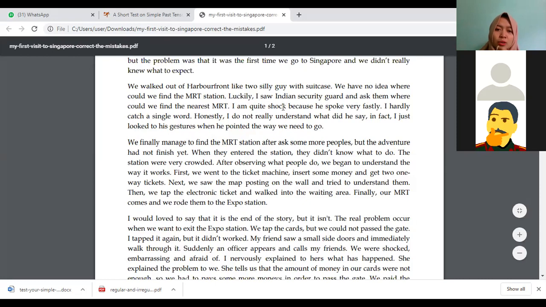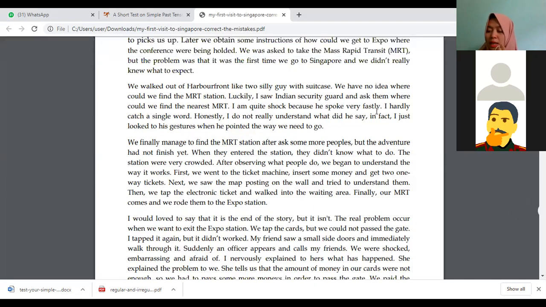Yeah, quite shocked because he spoke very fast. Fast, yeah, it's very fast, not fastly. Quickly, yeah. He spoke very quickly. If you use fast, it's okay, but there's no fastly, only fast, very fast. But if you wanna use quickly, it's okay. Here it is fast, so just omit ly.